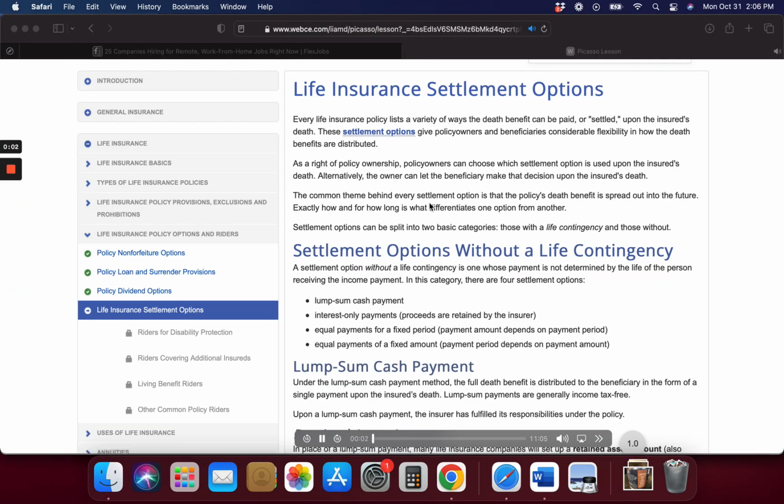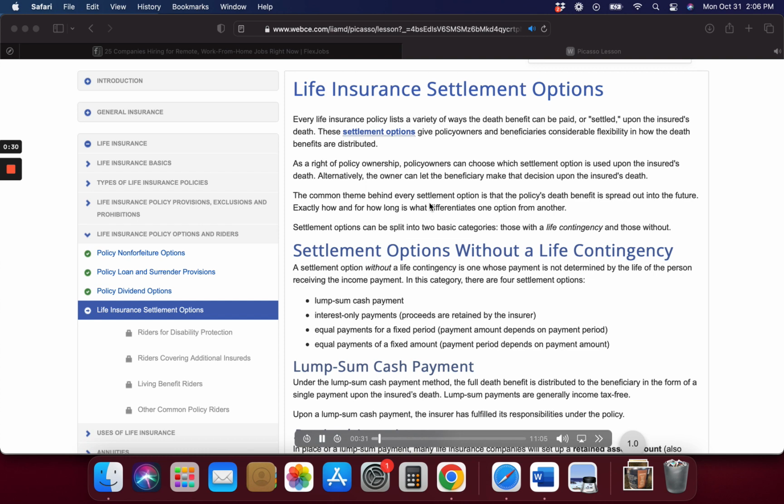Options. Every life insurance policy lists a variety of ways the death benefit can be paid, or settled, upon the insured's death. These settlement options give policy owners and beneficiaries considerable flexibility in how the death benefits are distributed. As a right of policy ownership, policy owners can choose which settlement option is used upon the insured's death. Alternatively, the owner can let the beneficiary make that decision upon the insured's death.